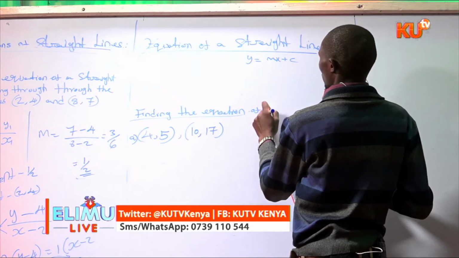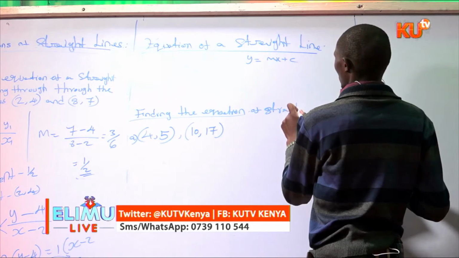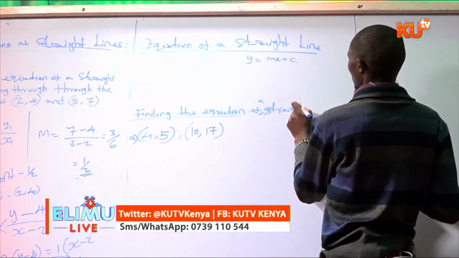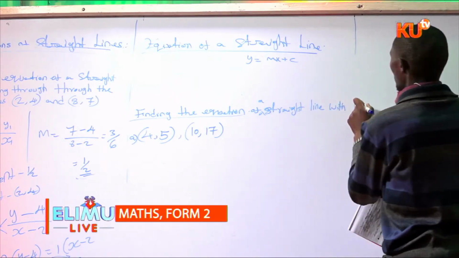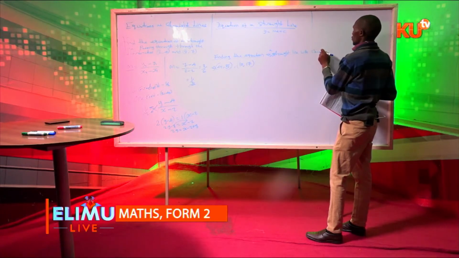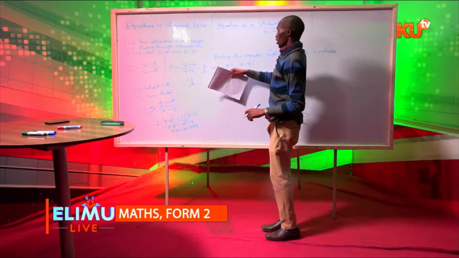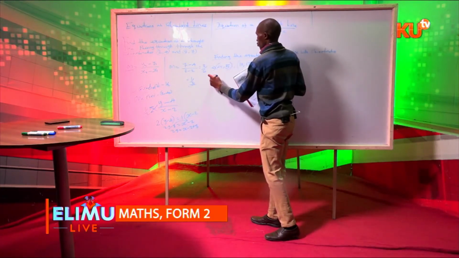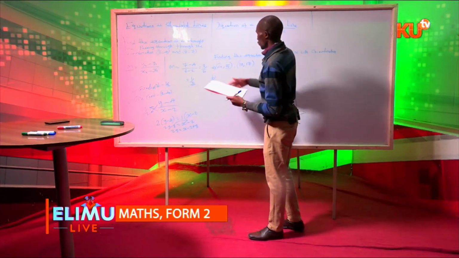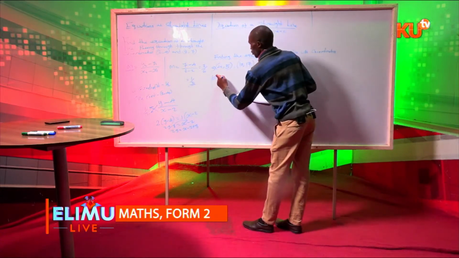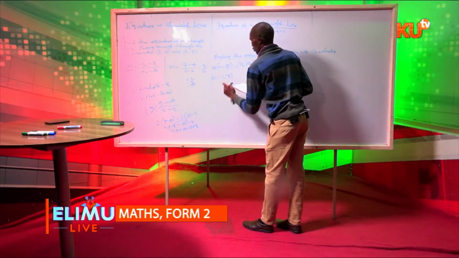So find the equation of a straight line with coordinates 4, 5 and 10, 17. So those who are fast, I believe you are done with that. Yes, but don't worry, if you have not finished, you still have time. So negative 1, negative 7. So negative 1 and negative 7.